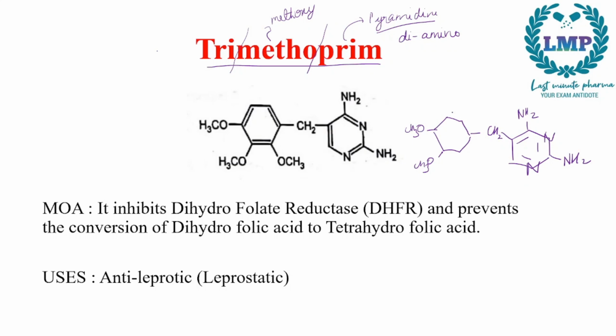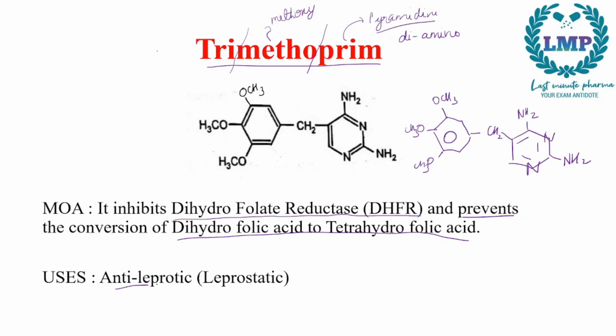3 and one more right here, OCH3. So this is a structure of trimethoprim. MOA of trimethoprim is, it inhibits dihydrofolate reductase, that is DHFR, and it prevents the conversion of dihydrofolic acid to tetrahydrofolic acid. Next we have the uses.